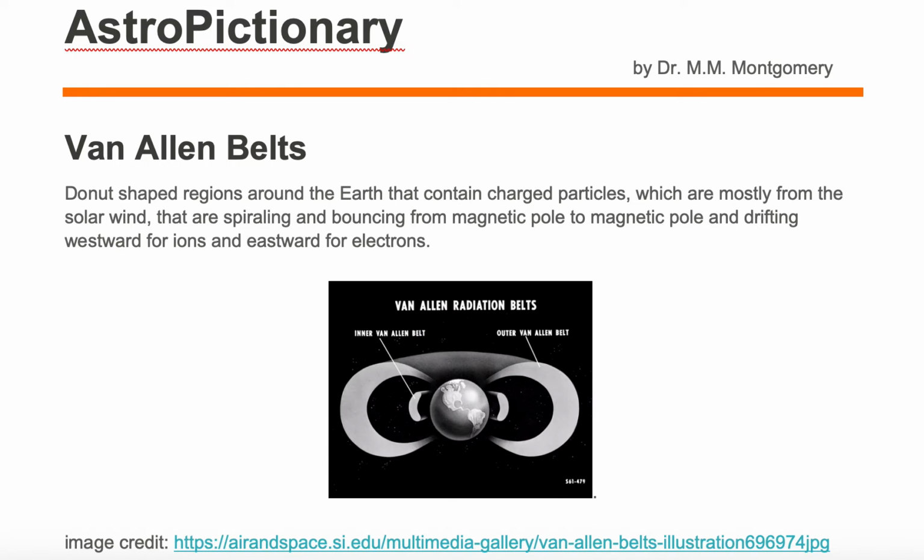The Van Allen belts are donut-shaped regions around the Earth that contain charged particles, which are mostly from the solar wind, that are spiraling and bouncing from magnetic pole to magnetic pole and drifting westward for ions and eastward for electrons. So this is a long definition. Let's take a look at these Van Allen belts.